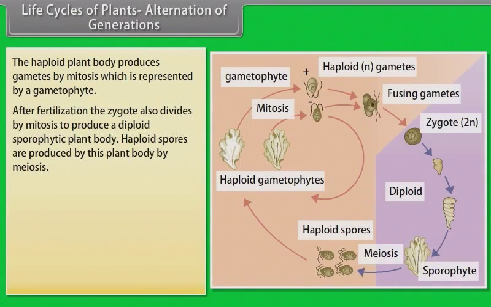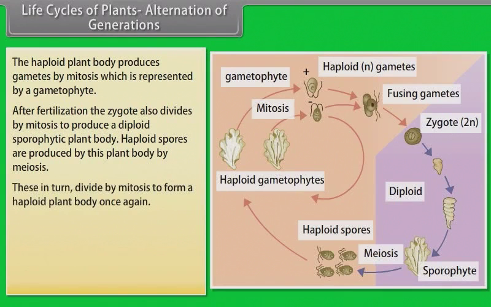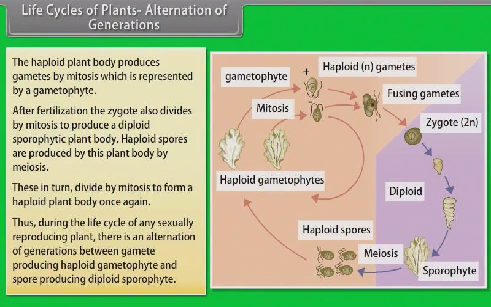After fertilization, the zygote also divides by mitosis to produce a diploid sporophytic plant body. Haploid spores are produced by this plant body by meiosis. These in turn divide by mitosis to form a haploid plant body once again. Thus, during the life cycle of any sexually reproducing plant, there is an alternation of generations between gamete-producing haploid gametophyte and spore-producing diploid sporophyte.